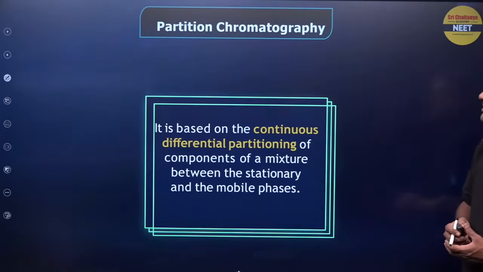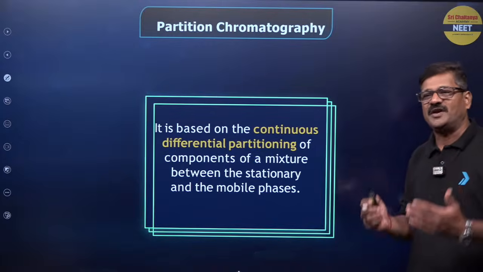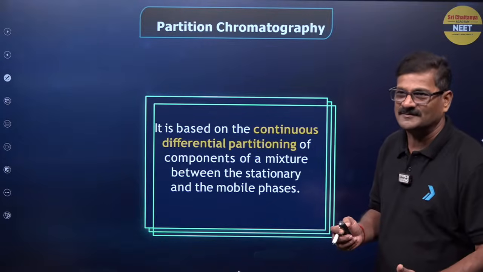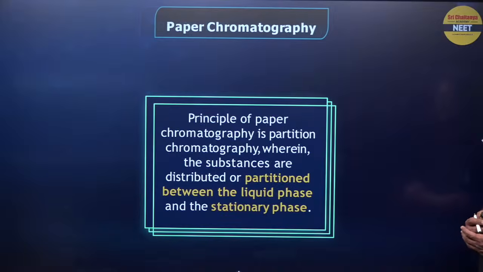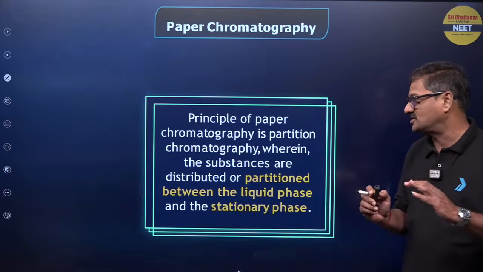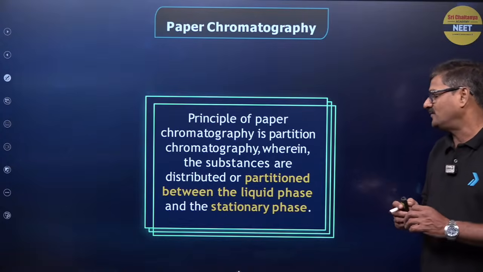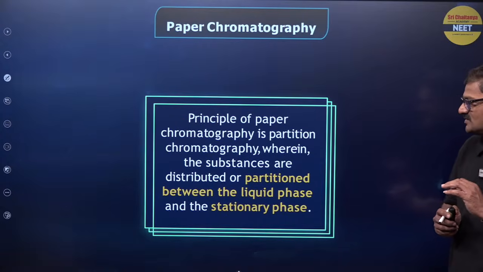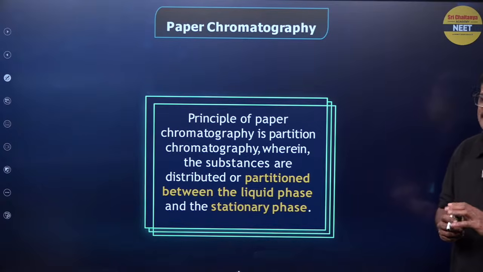Also, partition chromatography is paper chromatography. It is based on continuous differential partitioning of the components of a mixture between the stationary and the mobile phase. The principle of paper chromatography is partition chromatography, in which the substances are partitioned between the liquid phase and the stationary phase.